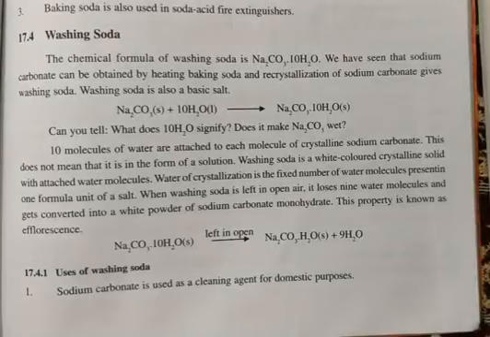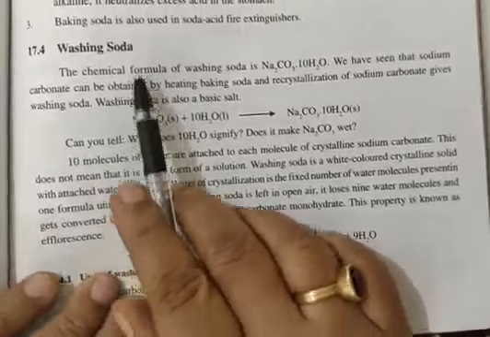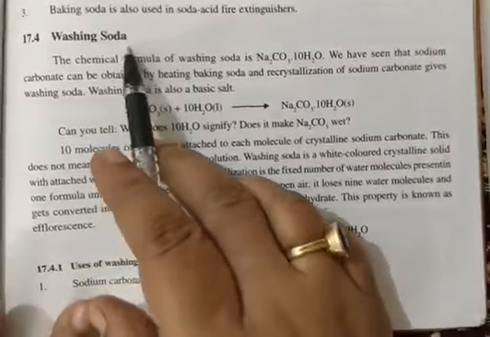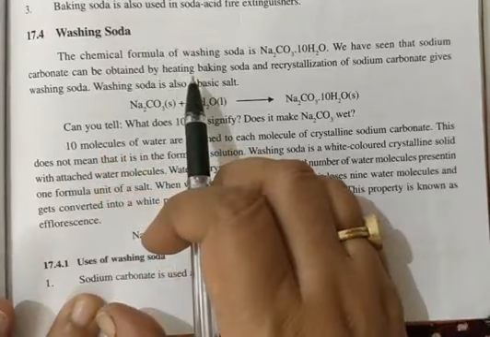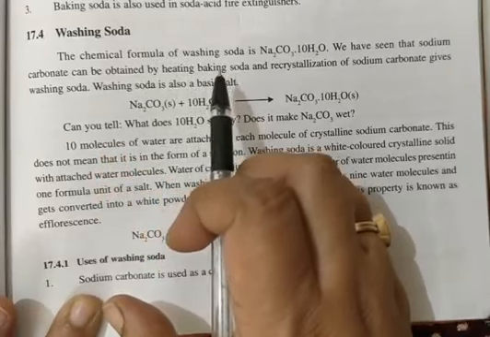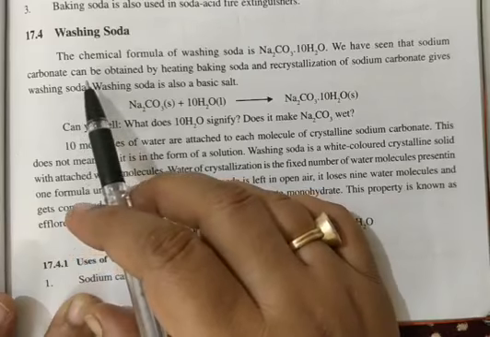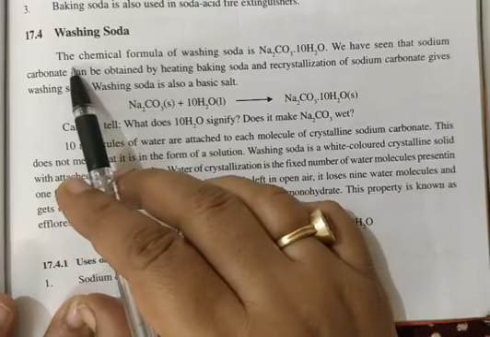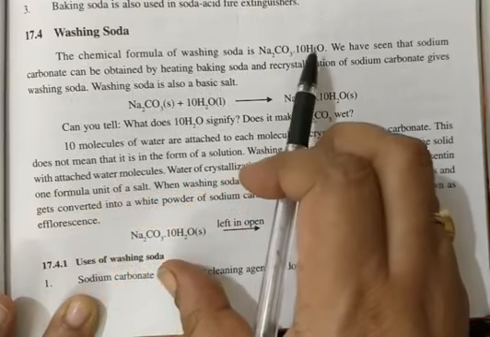So guys, today we will talk about washing soda. Washing soda means the soda which is used to wash our clothes. So many dirt particles, so many oily portions, whether in cloth or elsewhere like floor or utensils, you can use this washing soda. Okay. The chemical formula of washing soda is Na2CO3·10H2O.